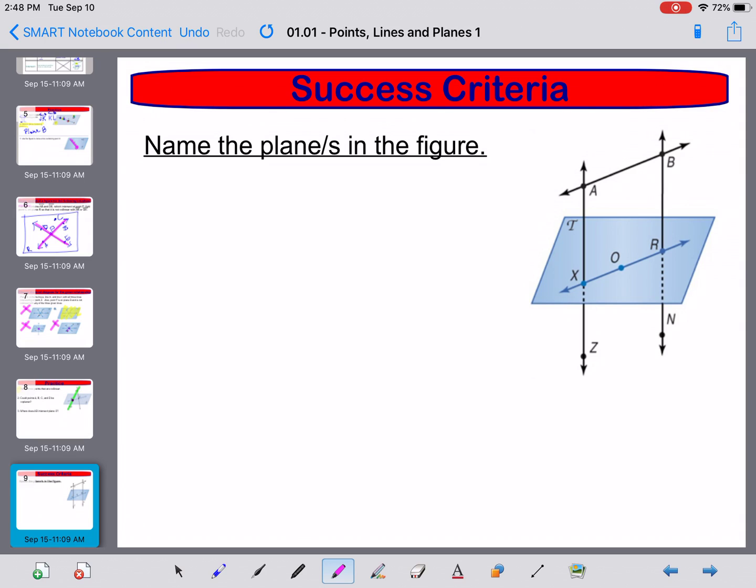And the last piece, let's give this a shot. Name the plane or planes in the figure. Let's get what I would consider the easier one out of the way. The one down here we should be able to see, so we call that plane T. That's really the only way, since there are no other non-collinear points on there. The other one is going vertically. However you want to name that, we'll give you that option too. So we actually have 2 planes in the figure.